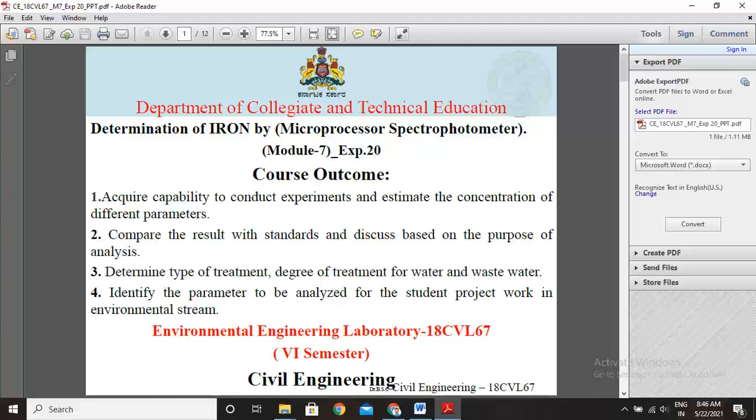So these course outcomes are prepared based on the subject as well as based on the title of the experiment. The subject title is Environmental Engineering Laboratory and the subject code is 18CVL67. This comes in the 6th semester of Civil Engineering departments.